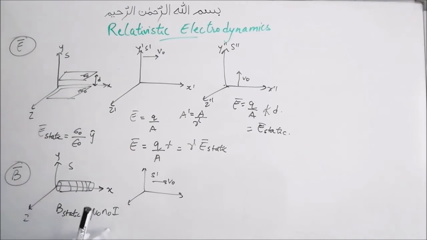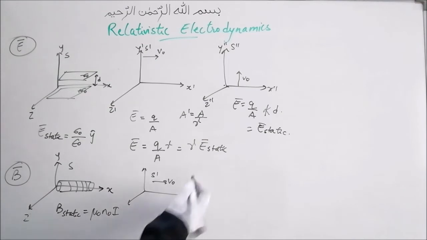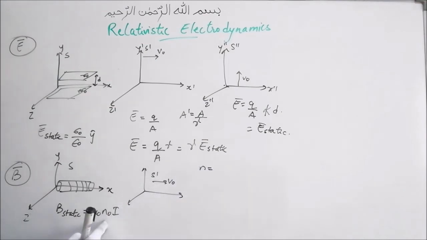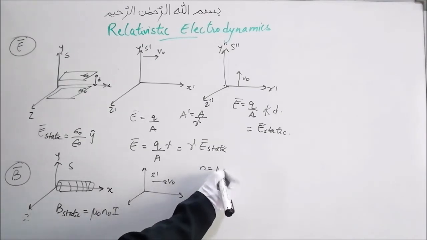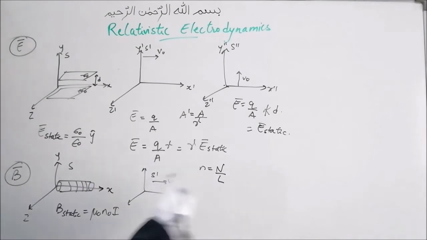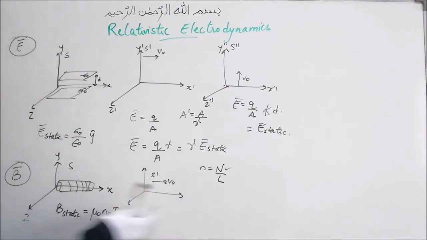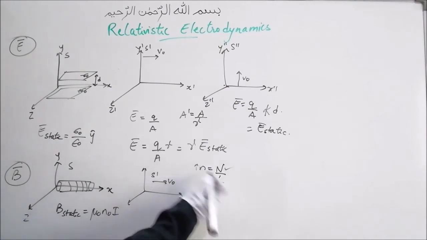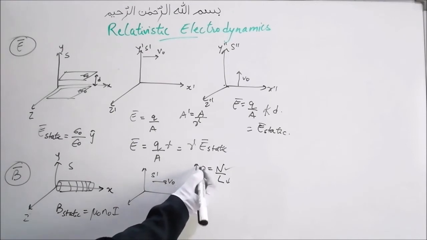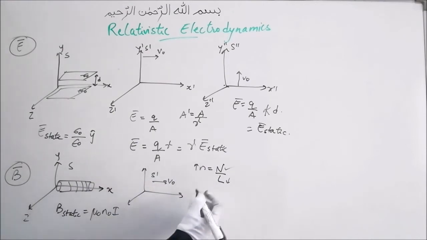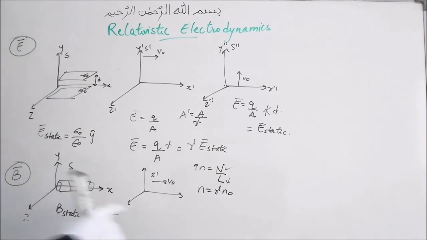Since the length contracts, the number of turns per unit length will increase, because this value is nothing but the number of turns per unit length. The number of turns is always going to be a constant, no matter which direction you move, but the length here is contracting. Since L will decrease, this n will increase. So we will have n equal to gamma times n naught for this case.